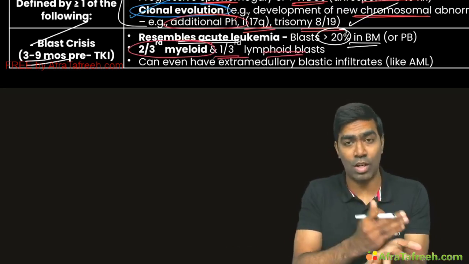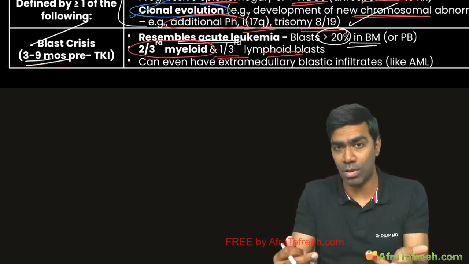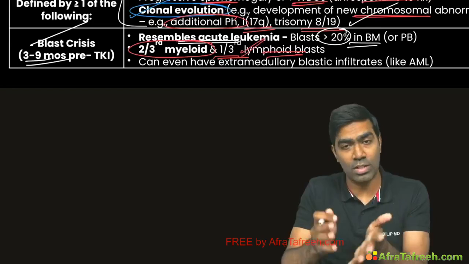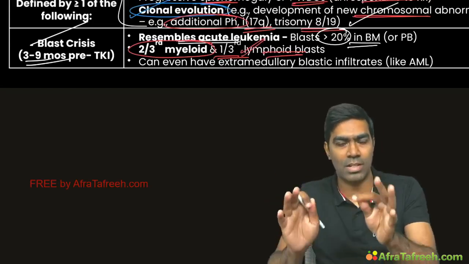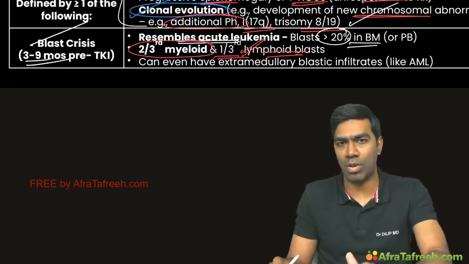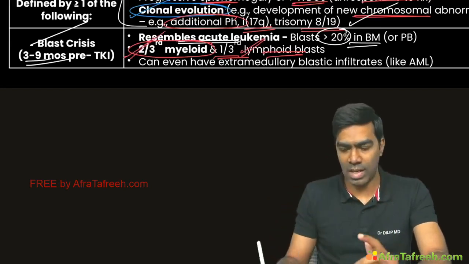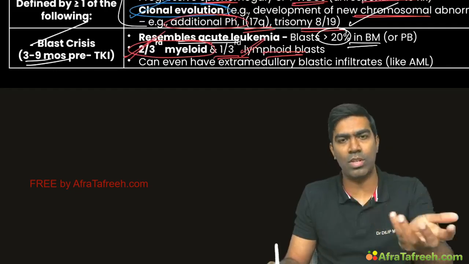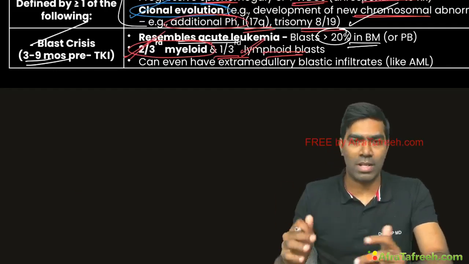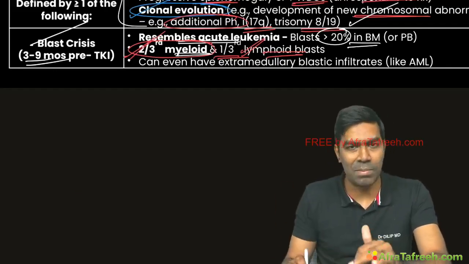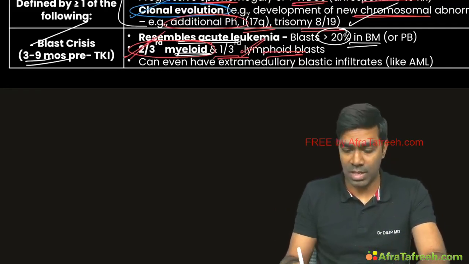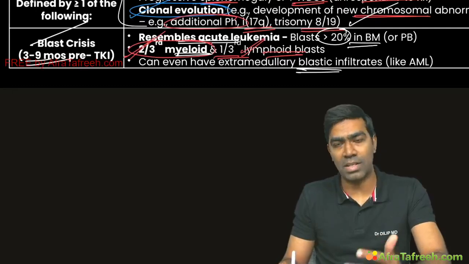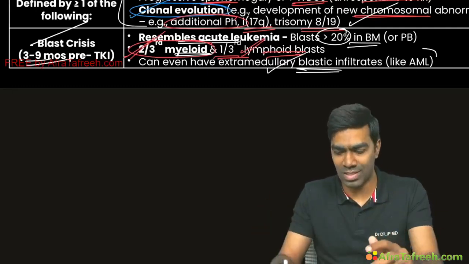Even though this is a chronic myeloid leukemia granulocyte problem, 1/3 of the patients tend to develop a lymphoid blast crisis. So that's kind of surprising. That's a very important point. But overall, because it's a myeloid neoplasm, 2/3 of the patients are going to develop a myeloid blast crisis only, which is going to mimic an AML in general. And these patients sometimes can even have extramedullary blastic infiltrates, which are basically called granulocytic sarcomas or chloromas, just like AML.